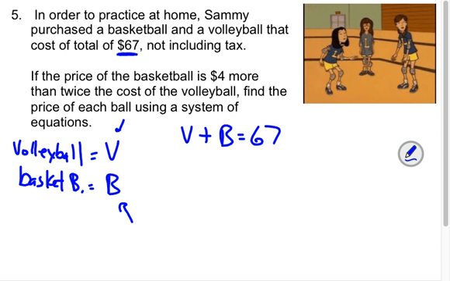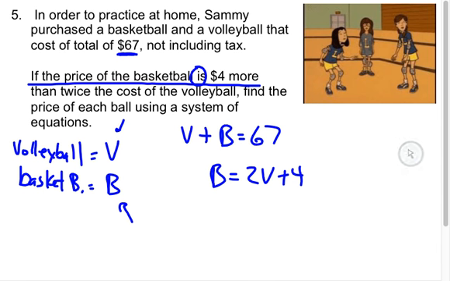Okay, the other equation is listed right here. If the price of a basketball is, usually that's your equal sign. So I could say the price of the basketball equals 4 more, that means I'm going to add $4 to twice the cost of the volleyball. Twice the cost of volleyball plus 4. Or you could have 4 plus 2v. It's the same thing. Now I have two variables, now I have two equations.